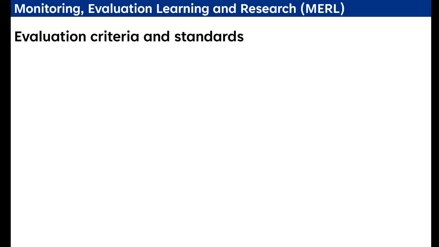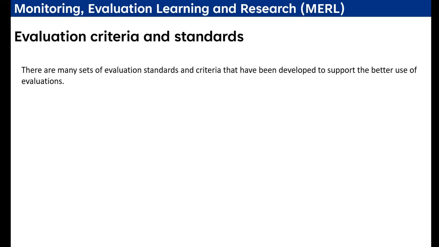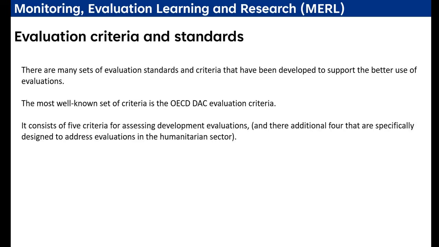Now, there are some criteria and standards for evaluation which you usually present in the TORs to the third party so that they come up with their methods. There are many sets of evaluation standards and criteria. The most well-known set of criteria is the OECD DAC criteria, developed by the UN evaluation team. It consists of five criteria for assessing development evaluation, and there are an additional four if you are going to conduct evaluation in the humanitarian sector. Now, what is the difference between development evaluation and humanitarian? Development projects are the regular projects which you conduct in regular areas, a 5-year project, 2-year project, 3-year project. While humanitarian projects are short term, such as flood responses and other responses which are conducted immediately.